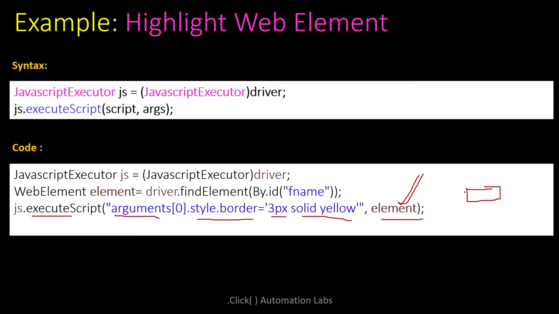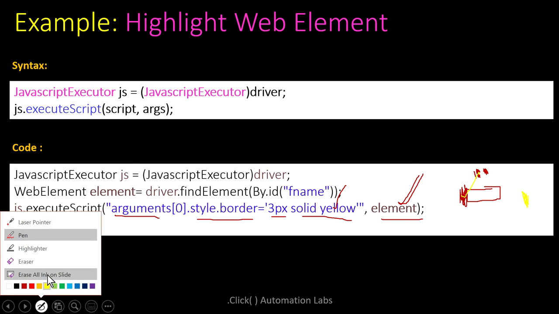3 pixel means how much width you want. 1 pixel means like this. If you give 2 it would be a little bit like this. 3 means it's a solid line. Like this you can mention your highlight options. And yellow means the color of your highlighting. If you give yellow, the web object which you are trying to interact with will be highlighted in yellow like this. If you give red, like this. So this is how you can highlight your web element.